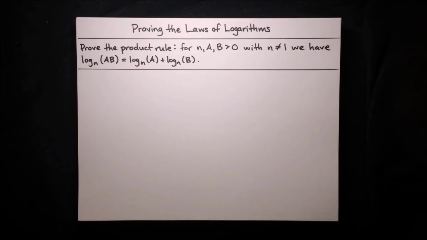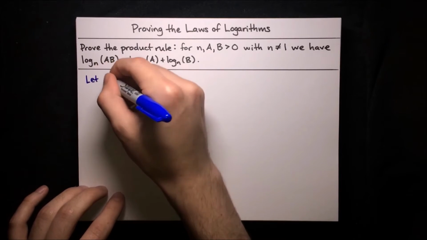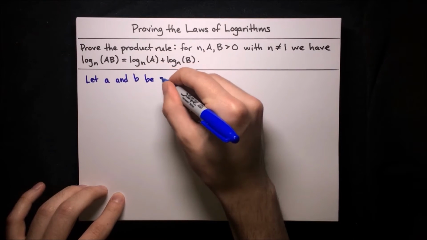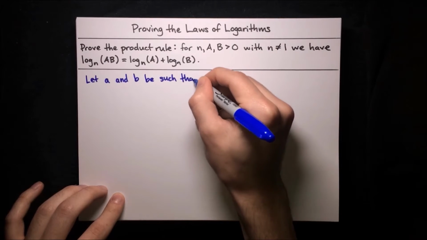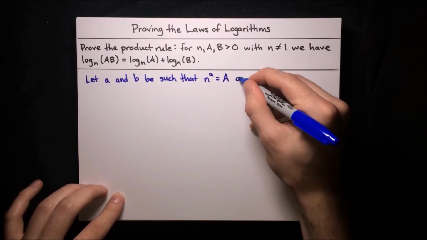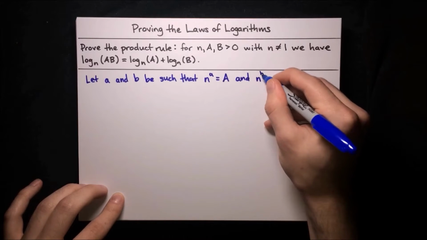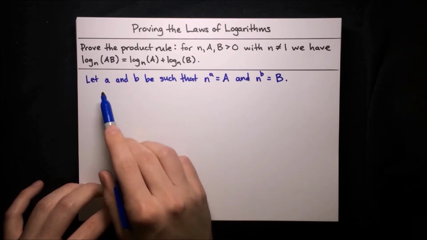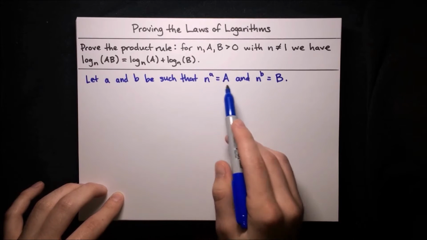Well, why don't we use a trick to simplify the situation a lot? Since n is some positive number that is not equal to 1, we can get any other positive number by raising n to some exponent. So that means we can let a and b be such that n to the a equals capital A and n to the b equals capital B. So we're just saying define lowercase a and b such that they satisfy these two equations.